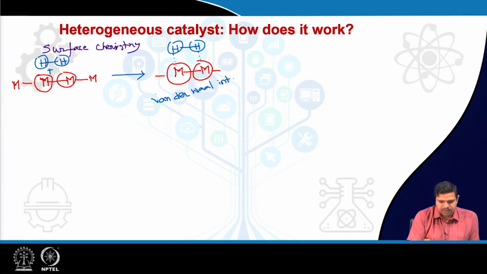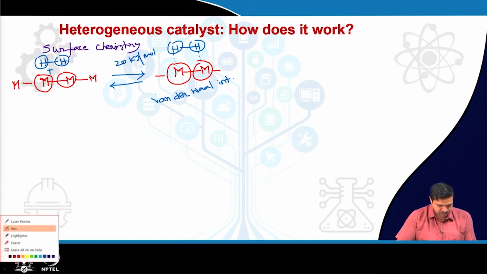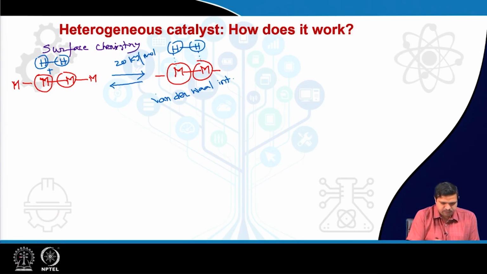Van der Waals type interaction is a very weak interaction, at around 20 kilojoule per mole, and that is why it is reversible in nature. So basically H2 can be released very fast and easily. That is why it is reversible in nature, and this is called the physisorption.